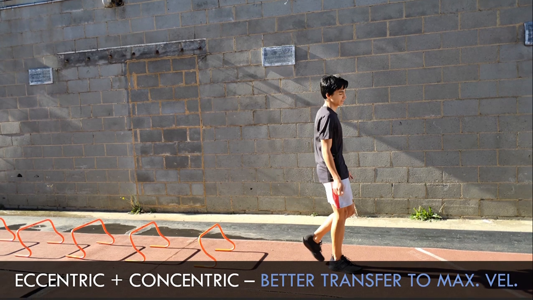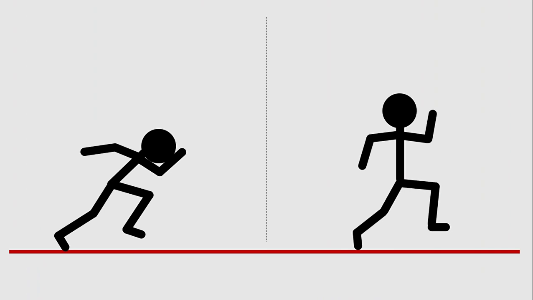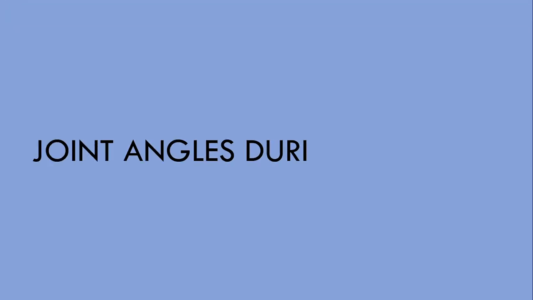And the last factor which differs between acceleration and max velocity sprinting is biomechanics. The first and most obvious difference is the torso angle during each phase. It is quite clear that during acceleration, there is a significant forward lean of the torso, and during maximum velocity sprinting, there is clearly a much more upright sprinting posture. The other biomechanical factor which differs is the joint angles during ground contact. If we take a look at when the foot strikes the ground during both acceleration and max velocity sprinting, we can see that the joint angles of the lower body are different.